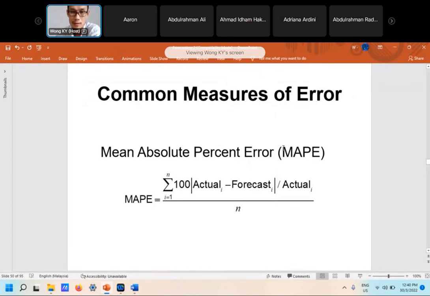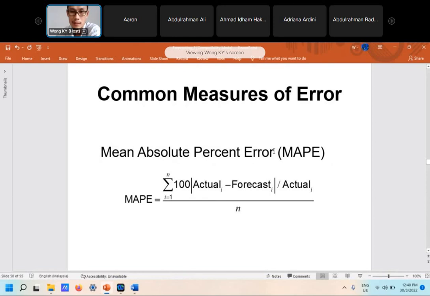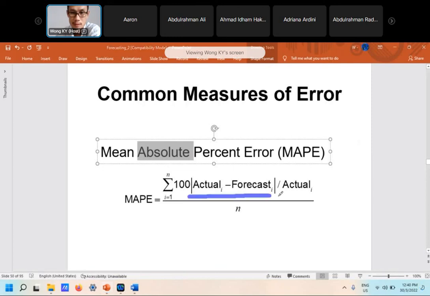MAPE. So you read this, even though you don't know the formula, I think you should be able to calculate mean absolute percentage of error, mean absolute percent error. So it means what? First, you have to calculate the absolute error. You have to calculate the error, but make it absolute. Calculate the absolute error first.